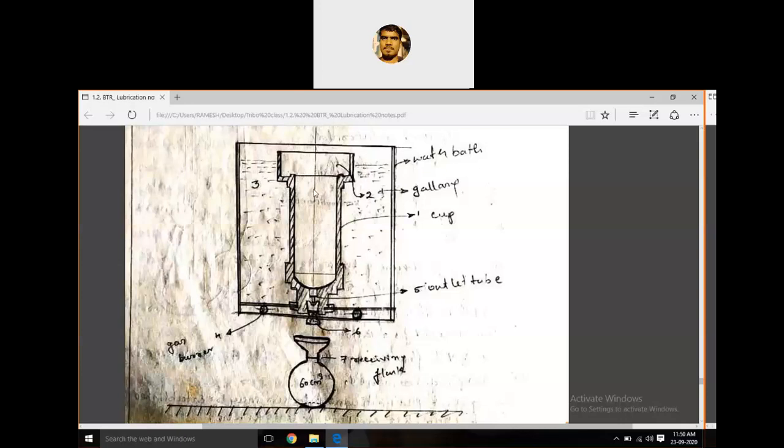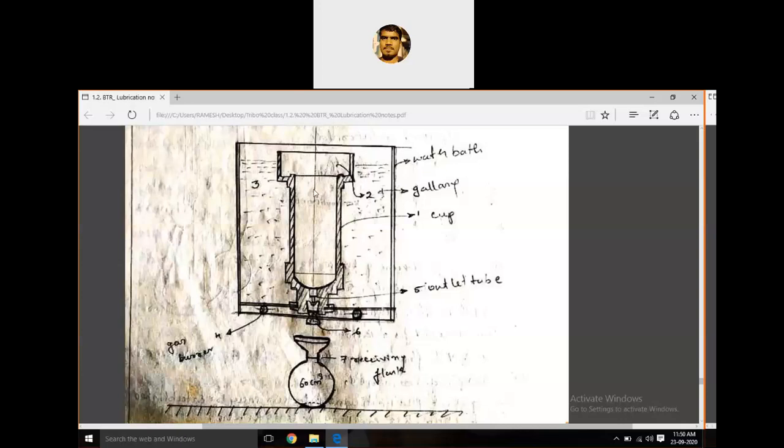Now the water bath 3 must be brought to the exact prescribed temperature by means of a ring gas burner or by the electric heater. The flow through the outlet tube 5 is collected. It starts when the cock, that is the plugger 6, is removed. The time in seconds required to fill the receiving flask up to the 60 cm³ graduation mark is noted.